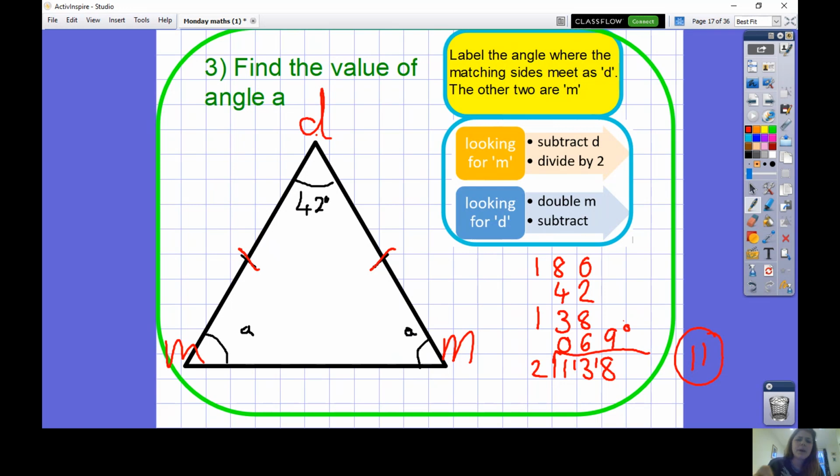Okay, so the most important thing is to know whether you're looking for angle D or angle M. Remember, we did that right at the beginning of the lesson, so if you need to, you can go back and have a look at that section.